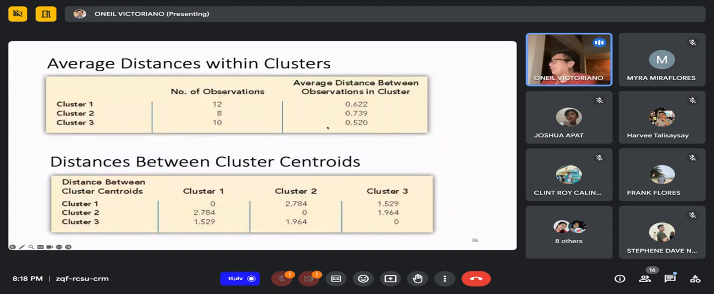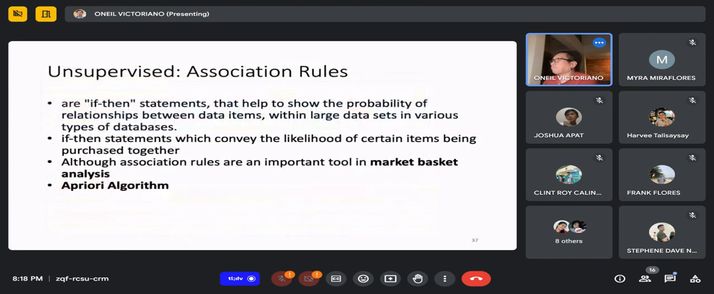They say that the shorter the distance between different observations, the better the cluster. In this case, it's 0.5, so cluster 3 is a good cluster, while cluster 2 is 0.7, so the clustering is not so good. And the distance between different centers looks at cluster centroids, because there is a mathematical model to identify the centroid, or center, of the different clusters.